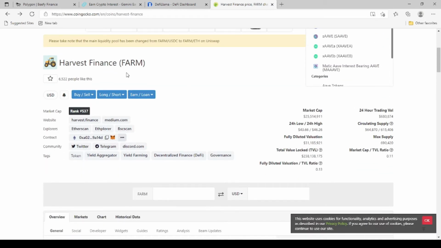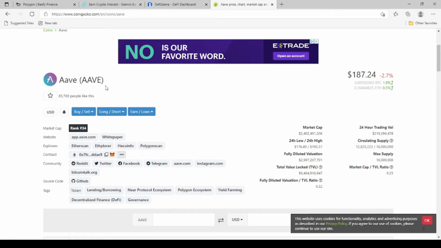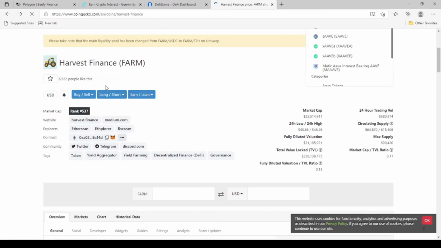Another thing that I was looking at was this Farm project. This one has an even lower fully diluted valuation to total value locked ratio, 0.13 versus 0.32. But from what I can gather, the other is more reputable and has been around longer, whereas Farm hasn't been around as long. Though it's actually kind of funny because they're both pretty new. But in the crypto space, a few months is considered old and established. The whole space is pretty exciting, and there's a lot to learn.